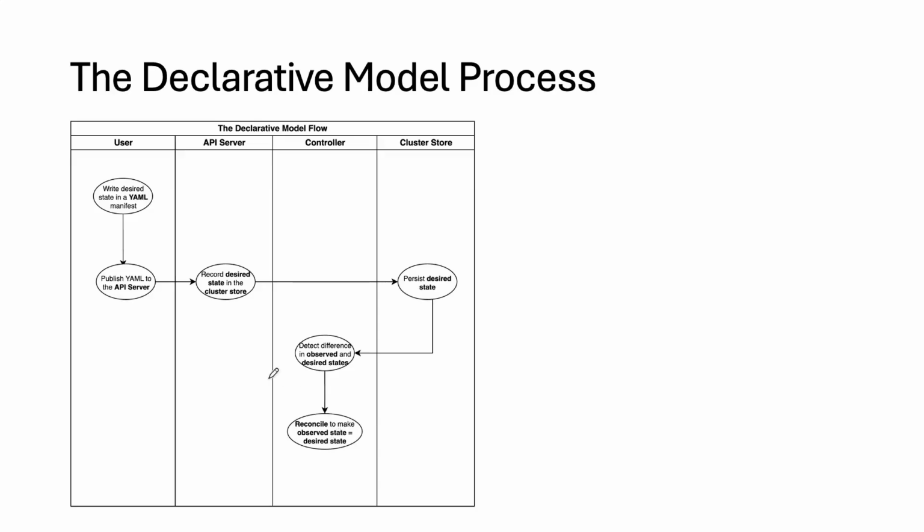And here is some visual representation of what I just explained. I'll quickly go over the process again. The user wrote the desired state in the YAML manifest and published the YAML manifest to the API server. The API server records the desired state in the cluster store. From there, a controller picks up, detects the difference between the observed and desired states, and then starts the reconciliation process, which brings the observed state equal to the desired state.